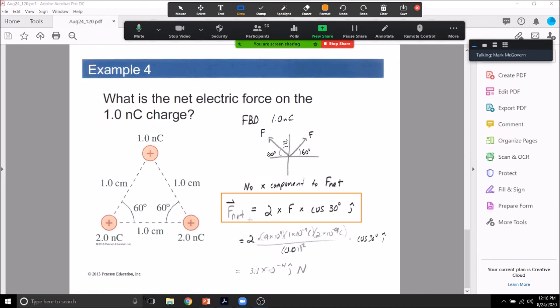Okay, I got my 1 nanocoulomb in there. I got my 2 times 10 to the 9. That's also nanocoulombs here. And then centimeters. Got to put in meters. Right? And then punch all the numbers in here. Don't forget, I have cosine 30 in here. Check your calculator. Make sure you're in degree mode.